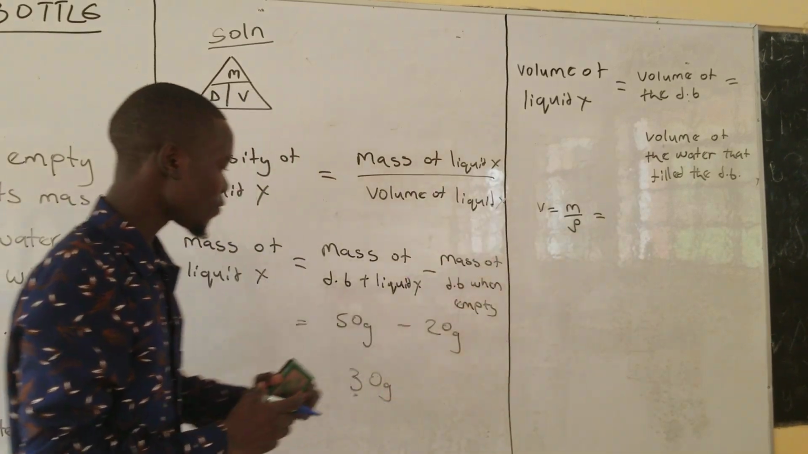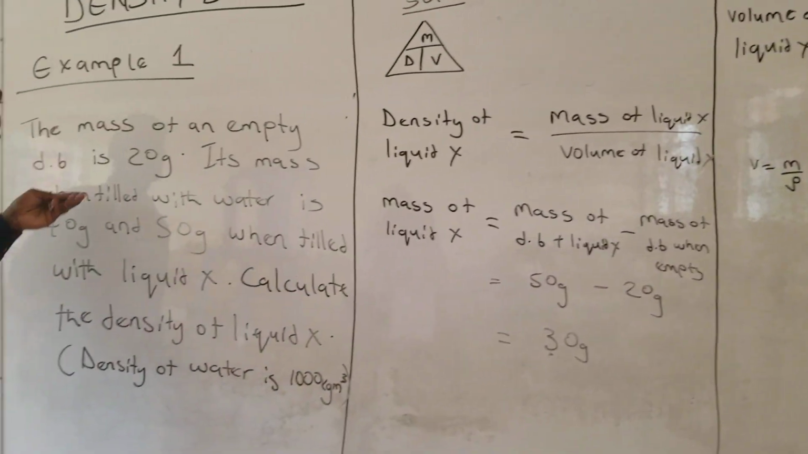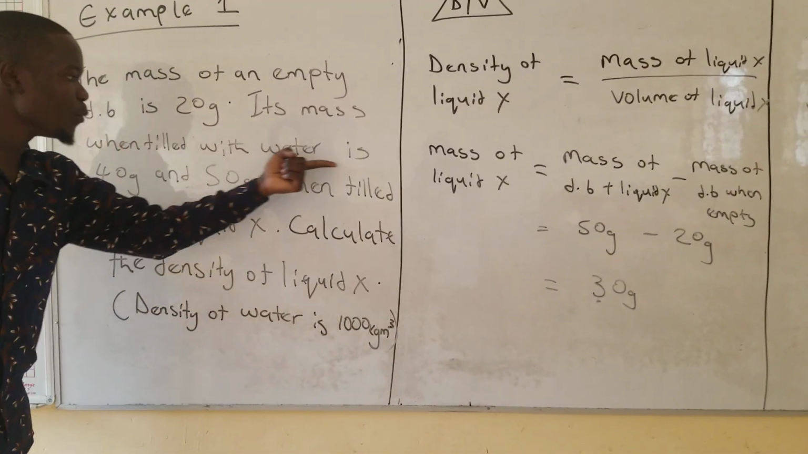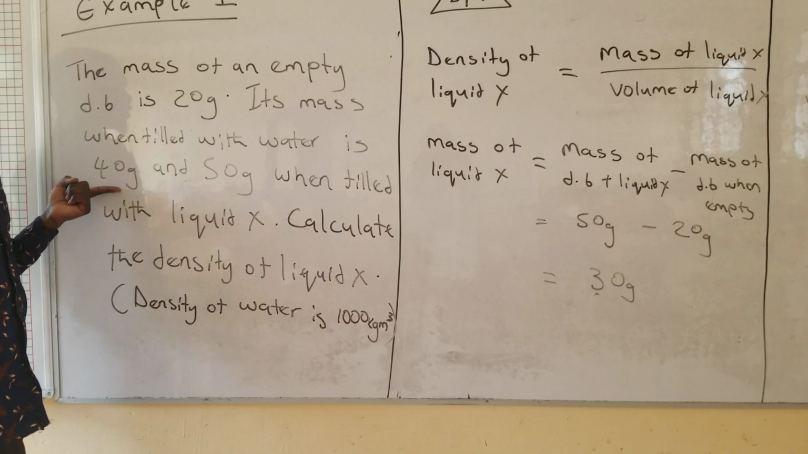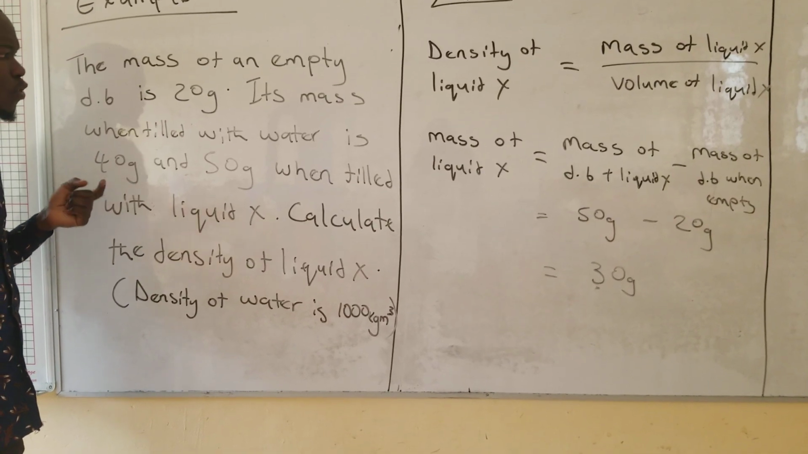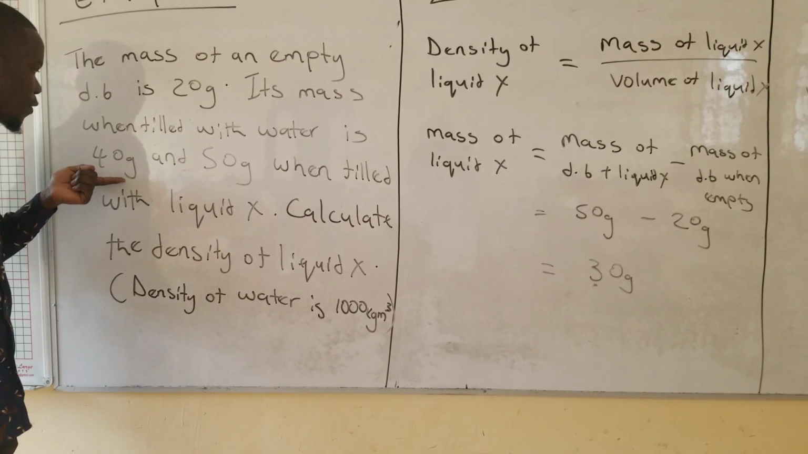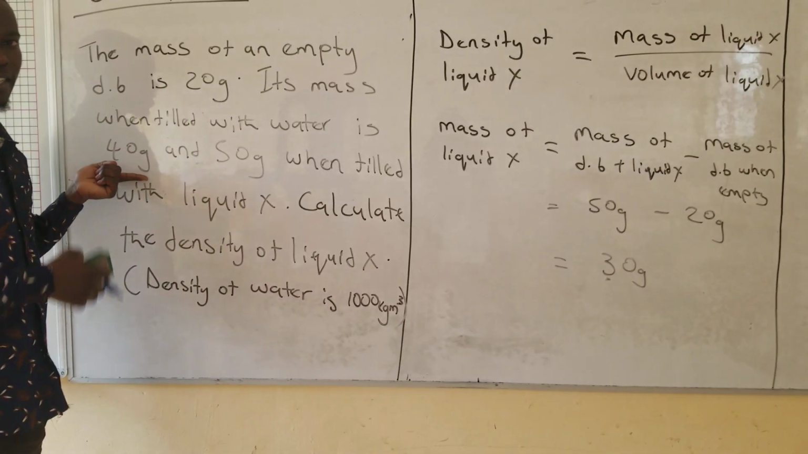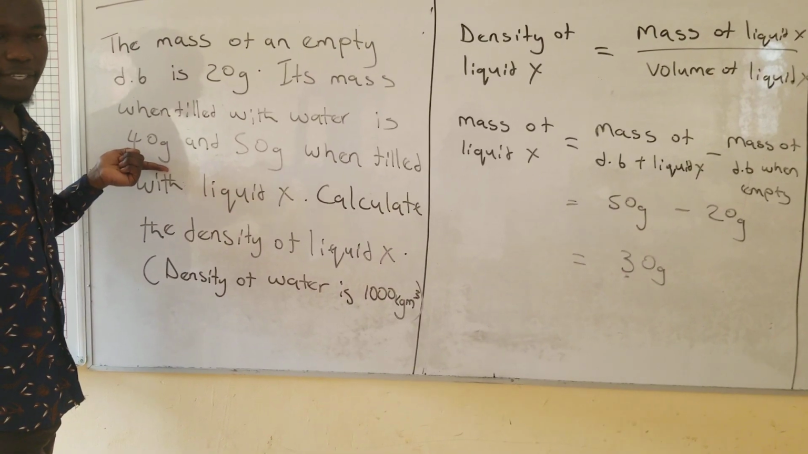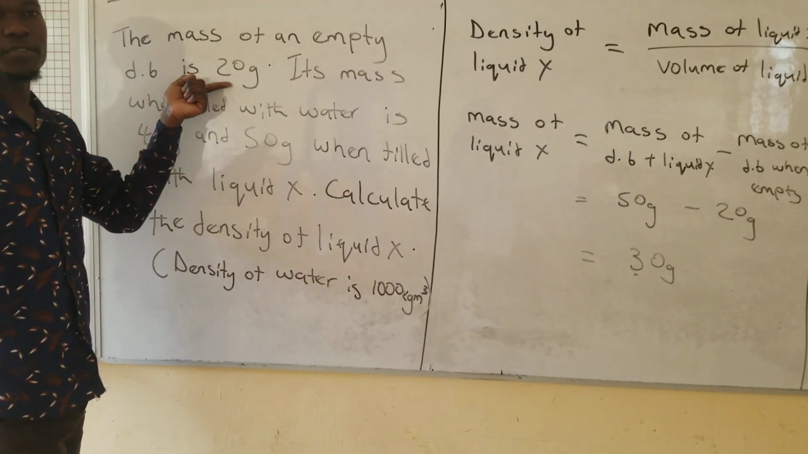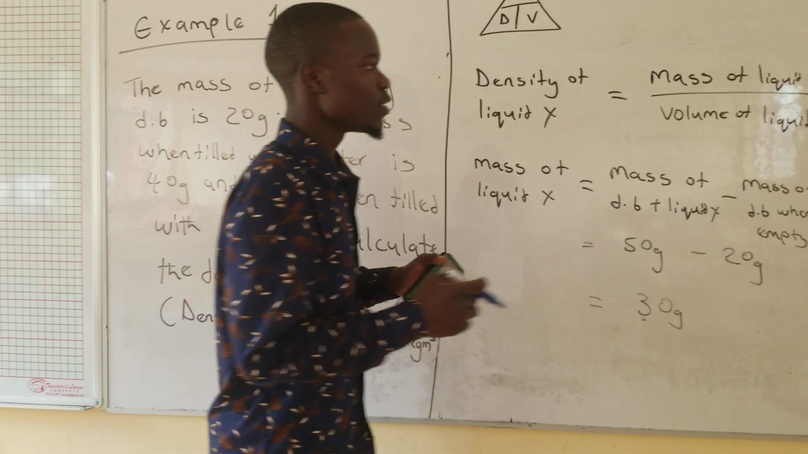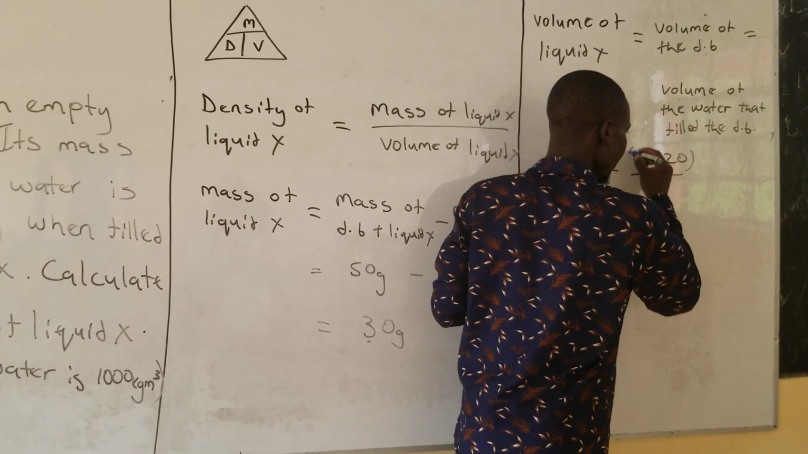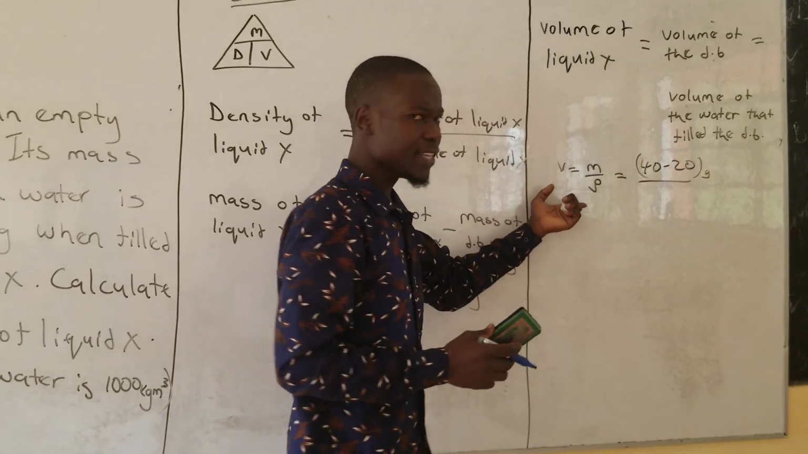So what is the mass of water? Let us come back to the question. The density bottle when empty is 20 grams, and when filled with water it is 40 grams. So what is the mass of water? I'll take 40 grams, I subtract 20 grams. Because 40 grams is the mass of the density bottle while it is filled with water, and 20 grams is the mass of the density bottle when empty. So I'll take 40 minus 20 as the mass in grams over the density of water.